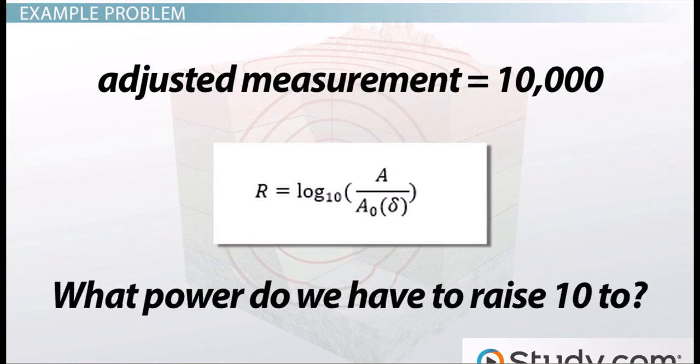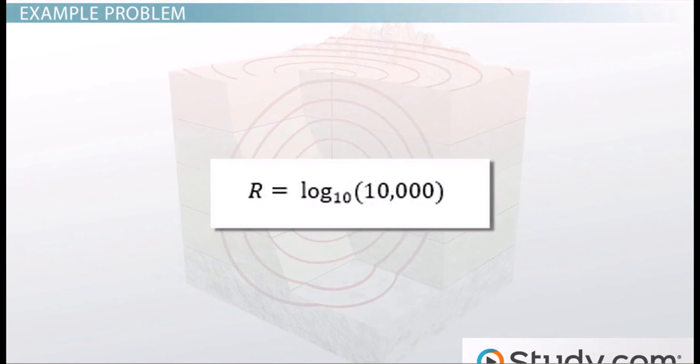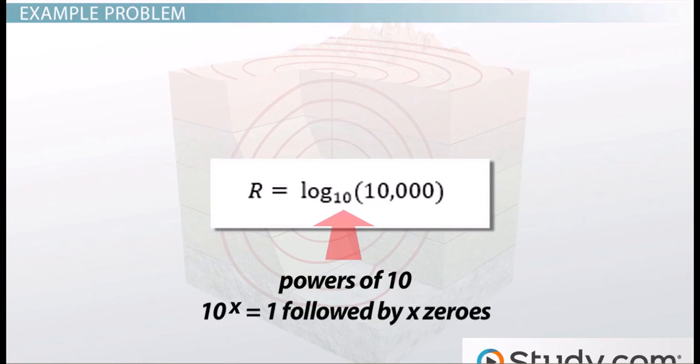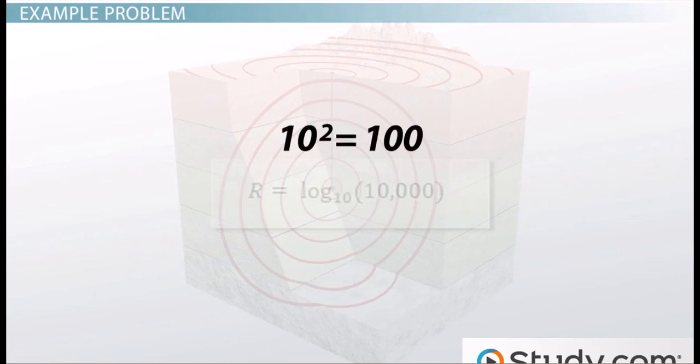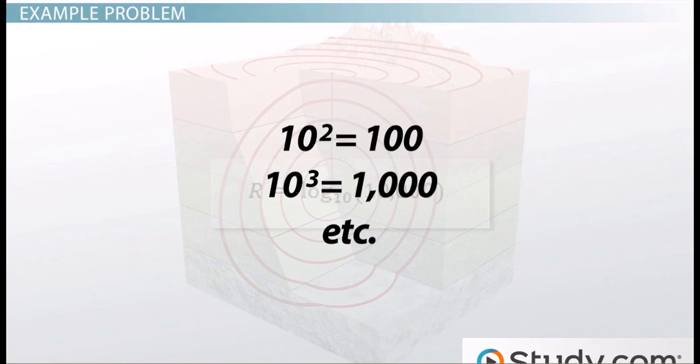In other words, what power do we have to raise 10 to in order to get 10,000? You'll go over more techniques for solving logarithms in another lesson, but if you know anything about the powers of 10, you can already crack this one, because 10 to the x power equals 1 followed by x zeros. So 10 to the second power equals 100, 10 to the third power equals 1000, and so on.